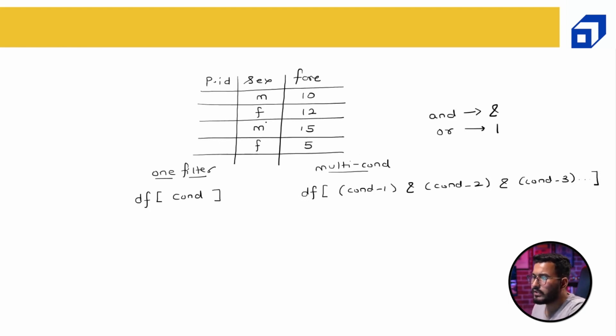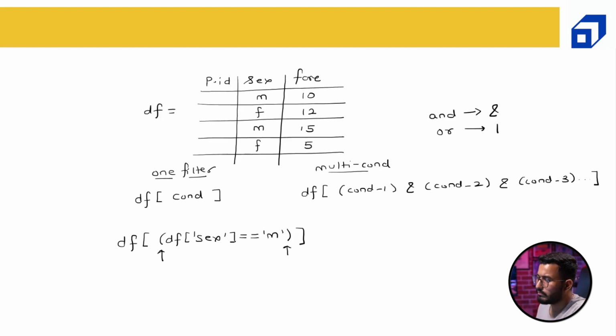Let's say I have to filter this data frame df on male. I'll simply say df square bracket the condition df sex is equal to m. This is my condition. Now in this particular code, these round brackets are optional. Even if I don't use them, that's not a problem. But for writing a filter with multiple conditions, round brackets are compulsory.